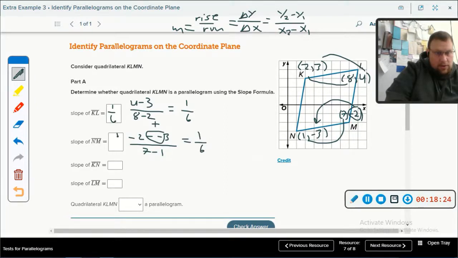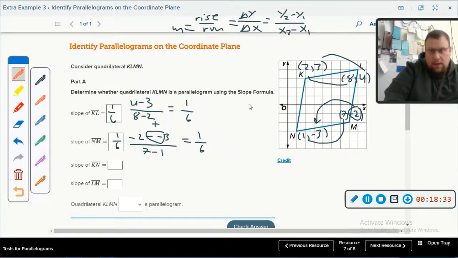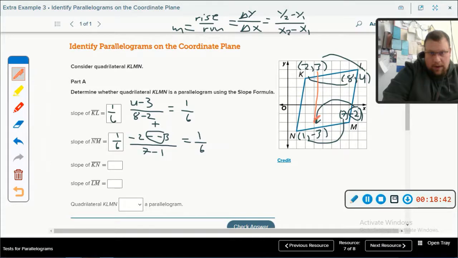Well, this looks promising, so those are definitely parallel to each other. So I can say NM and KL are parallel. Now we just got to prove the next one is. I'm going to do that in red. So now I'm doing KN. So I'm going to take the 3 and subtract a negative 3. 3 minus negative 3 all over 2 minus 1, which equals 3 plus 3, which is 6 over 1, or simply 6.